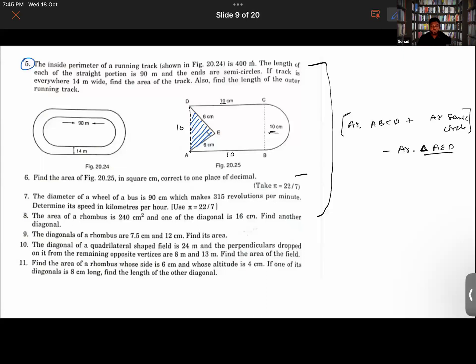Yes, Ahmed. Is it clear how we need to solve this one, or shall I explain again? No issue, I can explain again. I'm going to try. Right. Excuse me, sir.